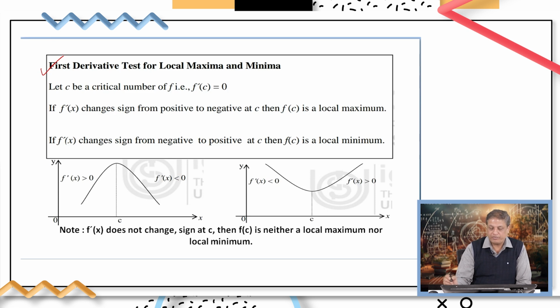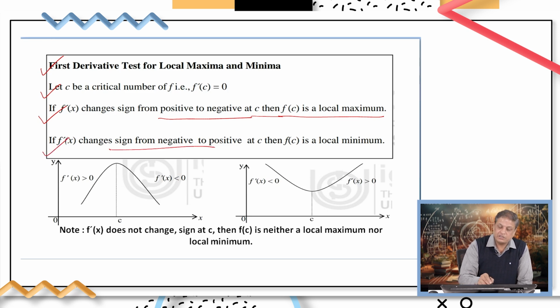We also applied the first derivative test to determine local minima and local maxima, wherein we learned how to determine the critical point, critical number, and if the derivative changes sign from positive to negative at point c, then point c is referred to as local maxima. Also, if the derivative changes sign from negative to positive at point c, then f(c) is called the local minima.